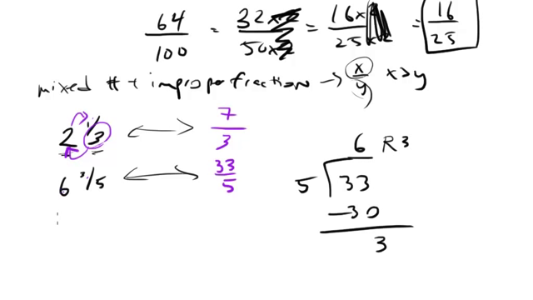And what we do then is we just say, okay, this is going to be 6, the remainder 3 over the original divisor, so 3 divided by 5. And there you go. There's your mixed number recovered. So you just put your remainder over what you're dividing by, and that gives you your mixed number.